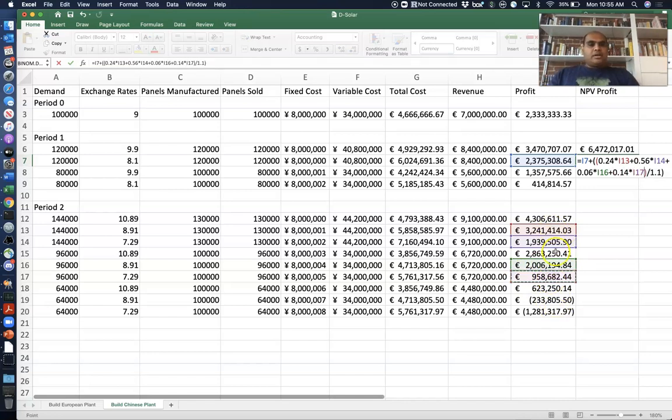Again, I hope you understand why I'm choosing these numbers, because you start with 120 and 8.1 in period 1. What are the places you can end up in period 2? Demand goes up and exchange rate also goes up. Demand goes up, but exchange rate goes down, but exchange rate strengthens. Then demand goes down, exchange rate goes up, then demand goes down, and exchange rate also goes down. So these are the scenarios. So that's how we calculate those numbers.